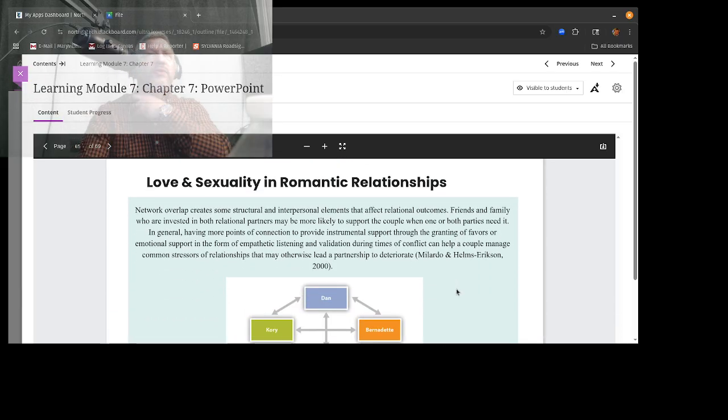That network overlap creates structural and interpersonal elements that affect relational outcomes. If one couple suffers a divorce, then it's more likely the other couple may have problems as well, unless they communicate. This is where empathetic listening and validation in times of conflict come into play, right?